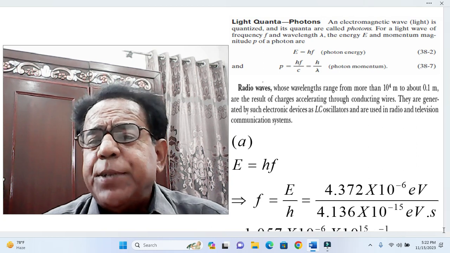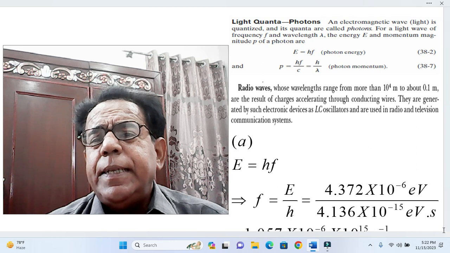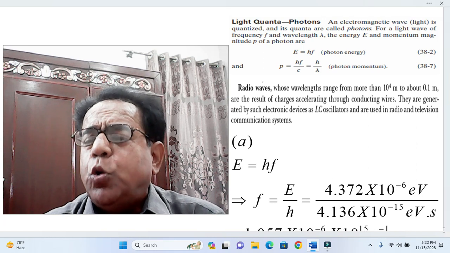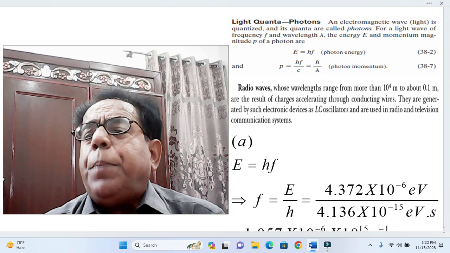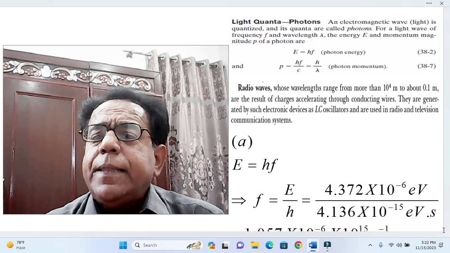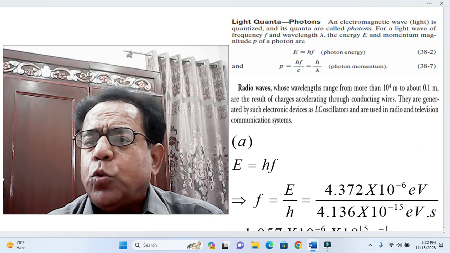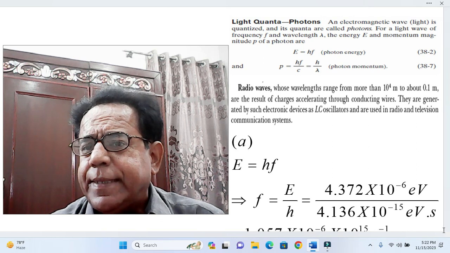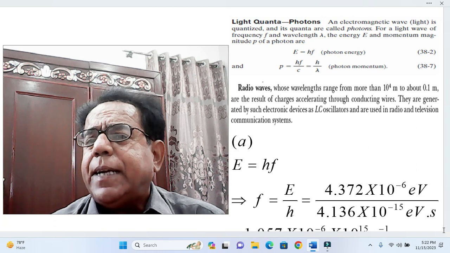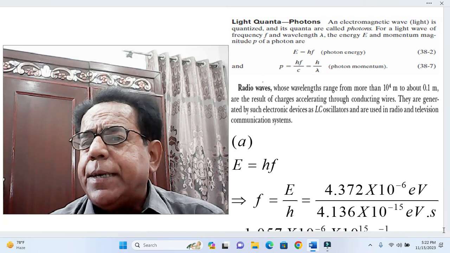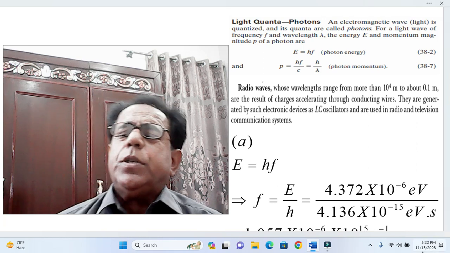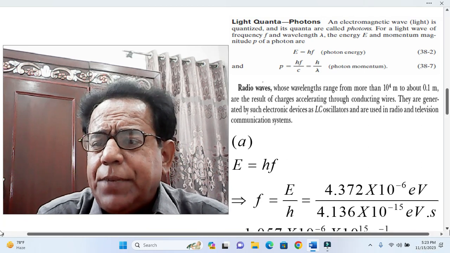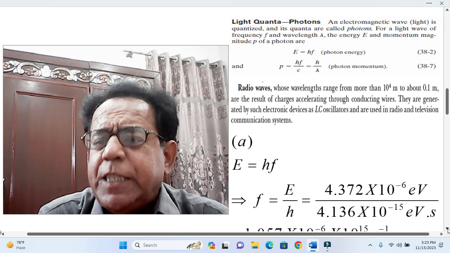About radio waves, it is enough to describe that radio waves, whose wavelength ranges from more than 10 to the power 4 meter to about 0.1 meter, are the result of charges accelerating through conducting wires. They are generated by such electronic devices as LC oscillators and are used in radio and television communication systems. This definition will be utilized in part C.